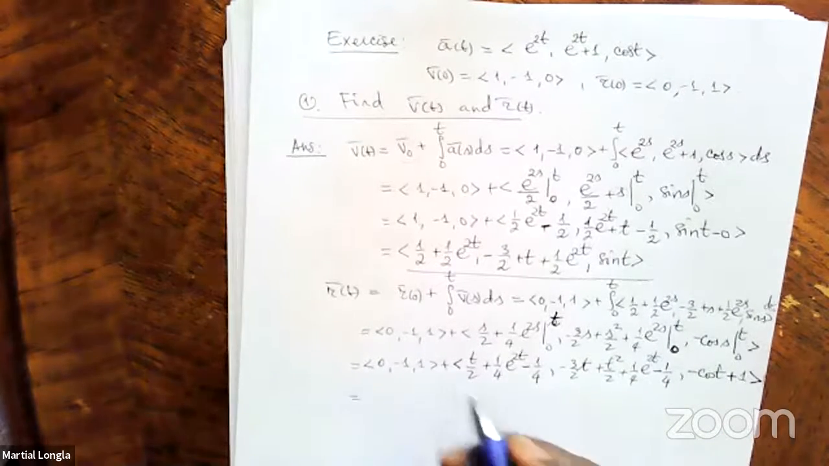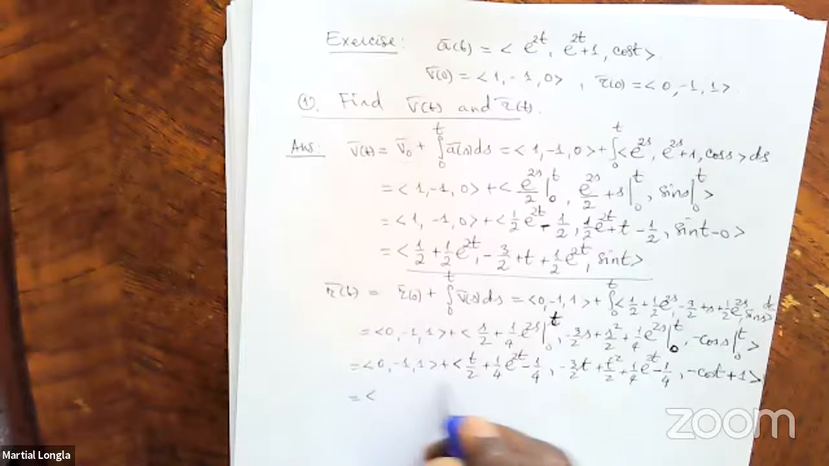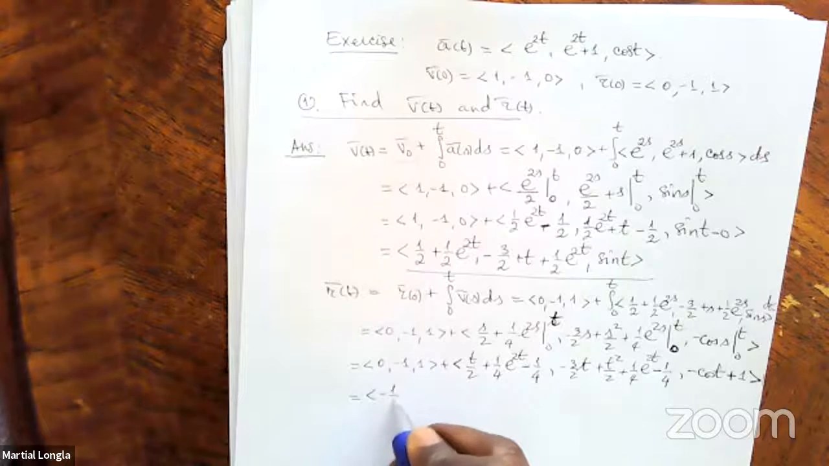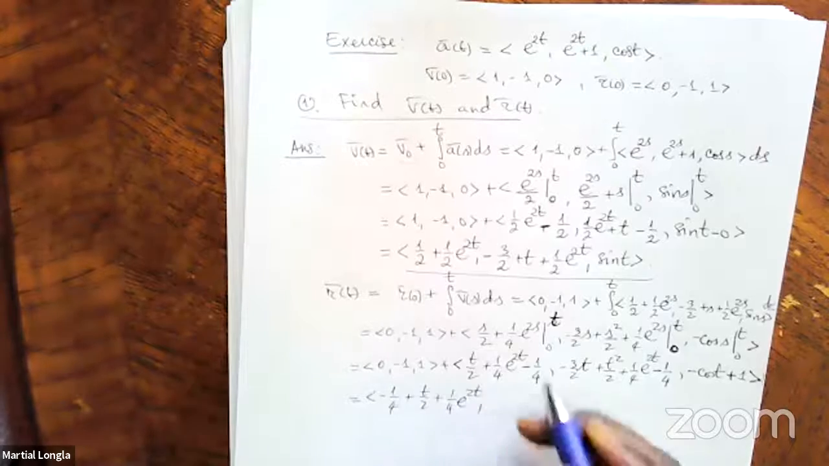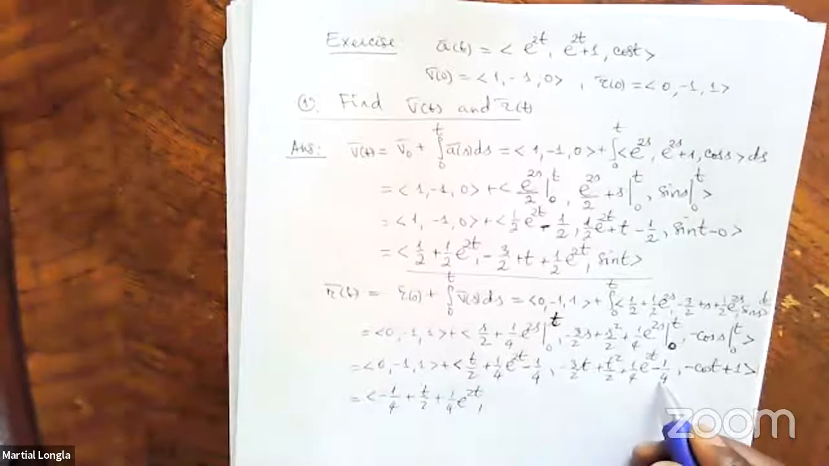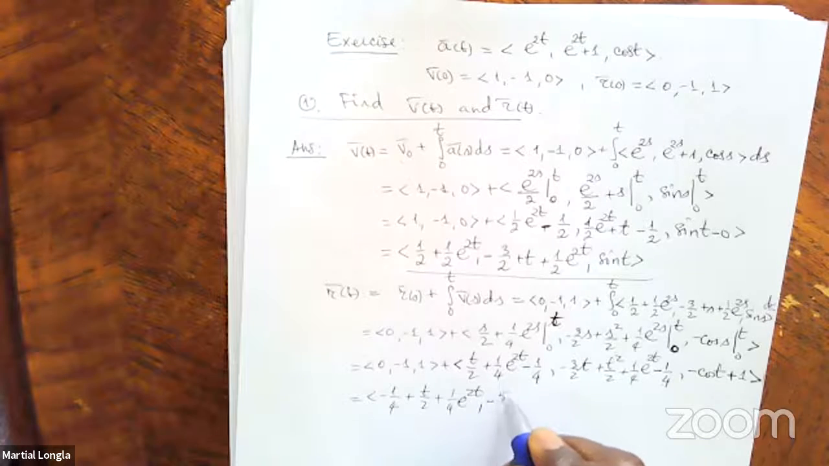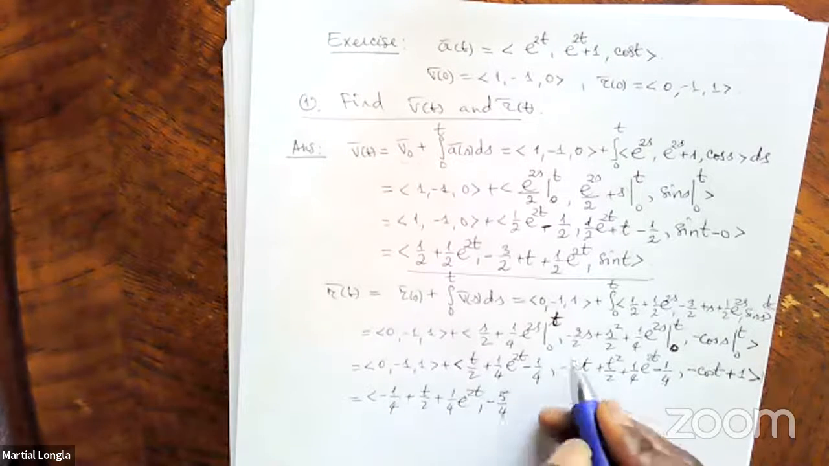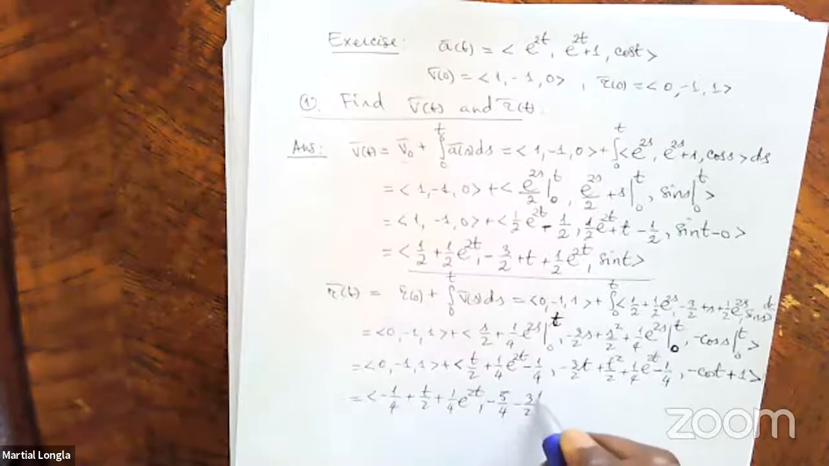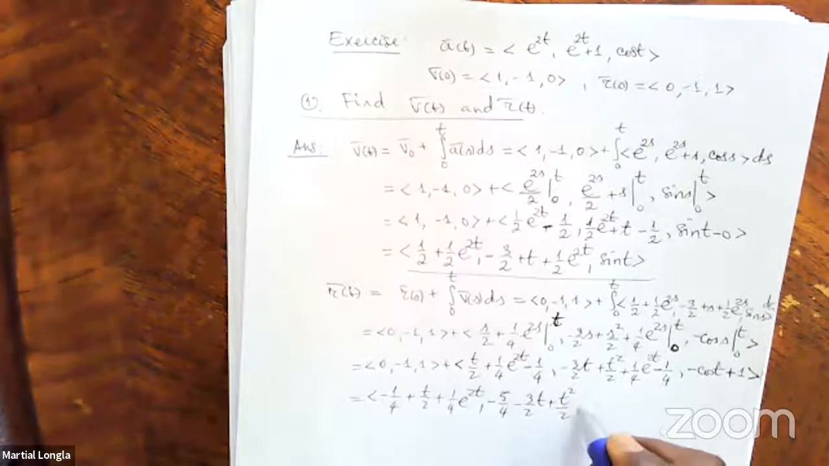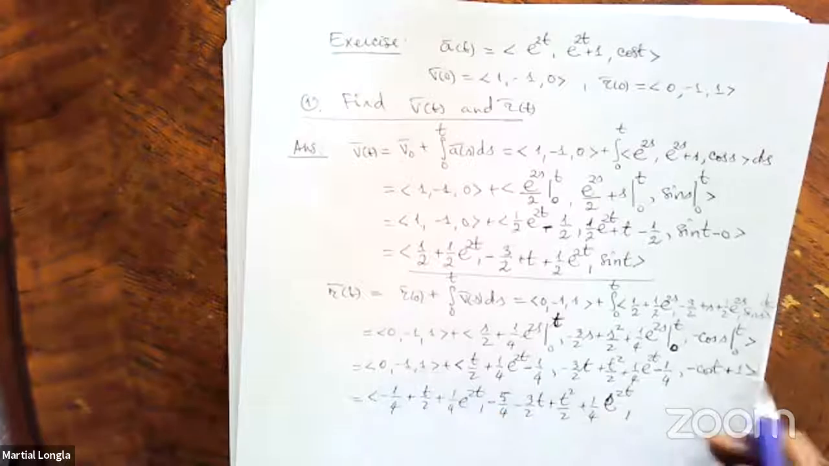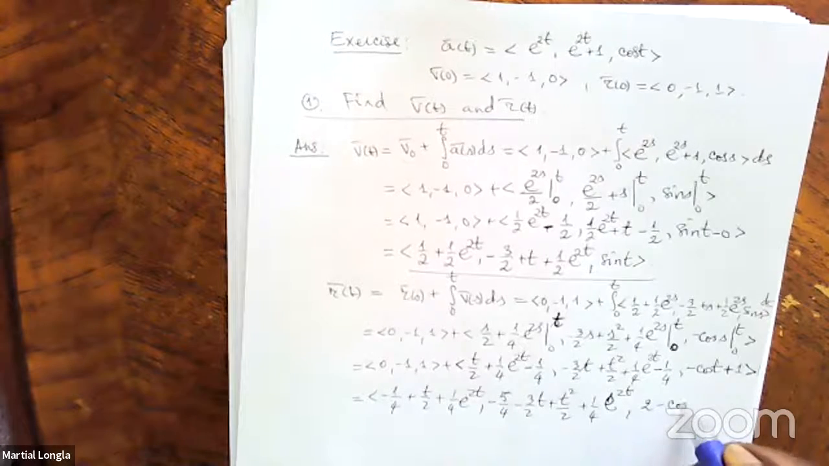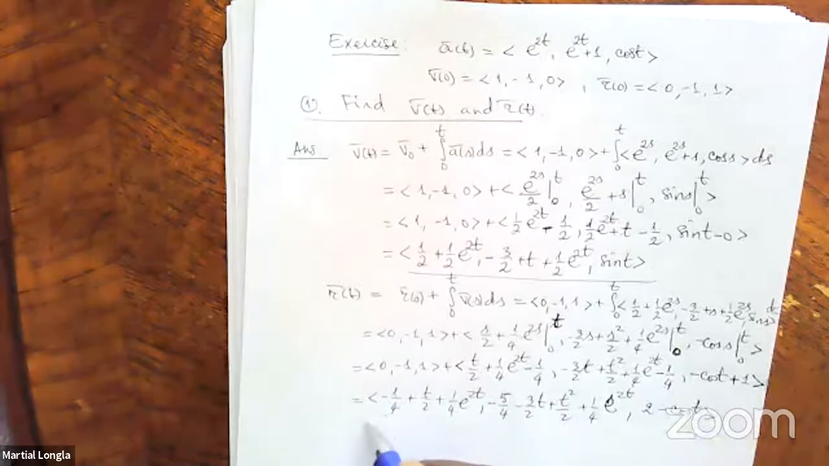Now you're going to add those things. 0 plus this, so that's minus 1/4 plus T over 2 plus 1/4 e to the 2T, then minus 1 minus 1/4, so that's minus 5/4, minus 3/2 T plus T squared over 2 plus 1/4 e to the 2T, and then 1 plus 1, 2, minus cosine T. That's how you would answer this question.